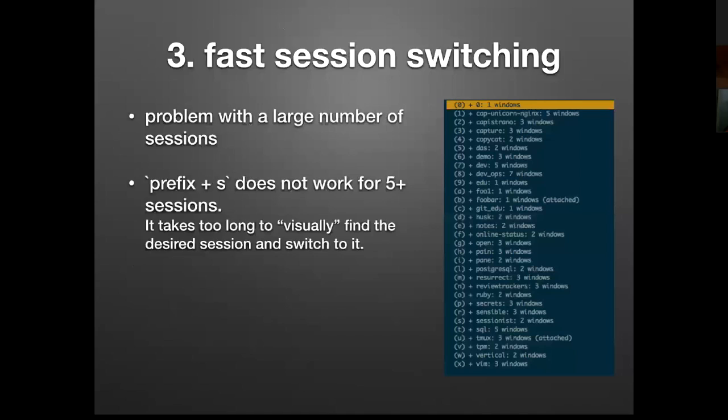But what might bother you with so many tmux sessions is, how are you going to switch between them? I mean, look at the list. It's huge, right? If you want to find, for example, the demo session, how are you going to find it? It takes a long time to visually parse this list, find the demo, and then switch to it. Not only does it take time, it's slow. There is a prefix plus S key binding, a tmux default, but for more than five projects, I've learned it doesn't work really well.